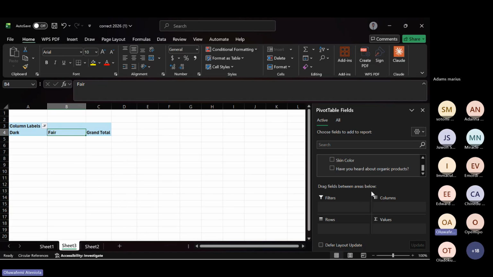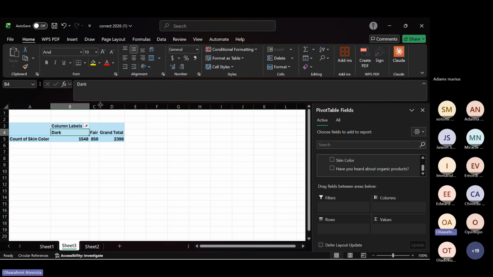So we can then move, this should be in columns. So values is where you do your counting, you do your summarization. Like I said, it helps you summarize categorical data. So I can decide to move the skin tone again to values. You can see this is automatically giving you how many of your respondents are fair, how many of them are dark. So from here, we can see that over 60% of your respondents are dark skin.